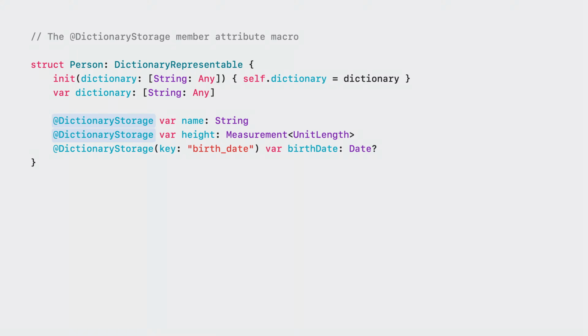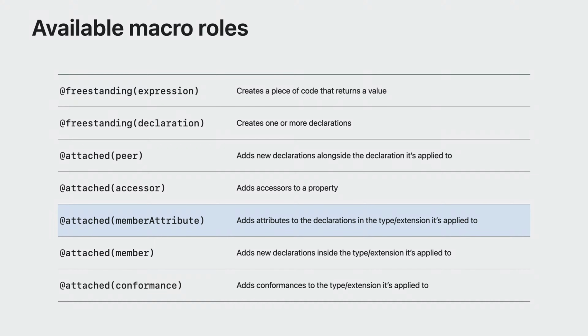The identical dictionary storage attributes. They're less boilerplate, but they're still boilerplate. Some built-in attributes let you deal with this kind of situation by applying them to the entire type or extension. The attached member attribute role can make your macros behave like that too. The macro gets attached to a type or extension, and it can add attributes to the members of whatever it's attached to. Let's see how it's done.